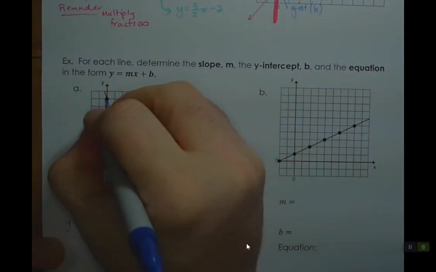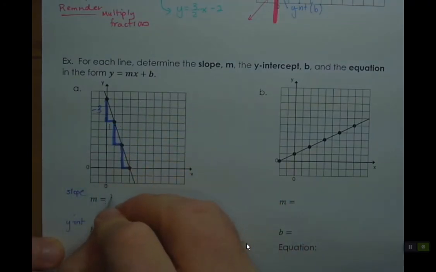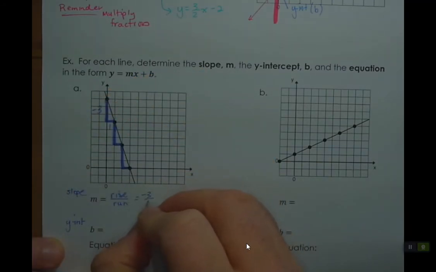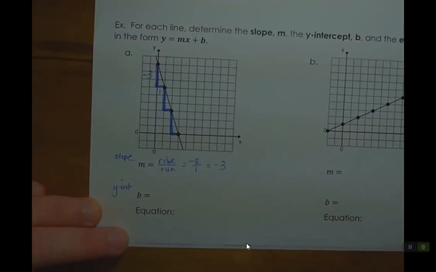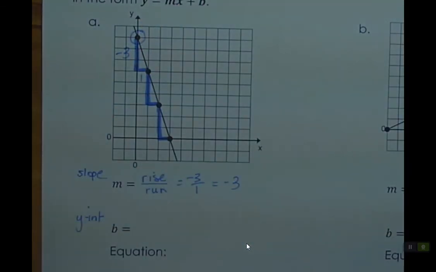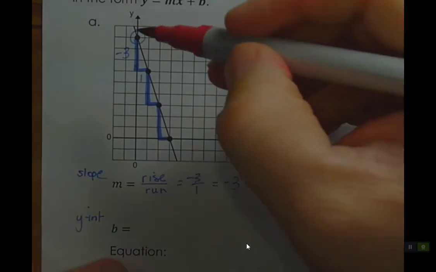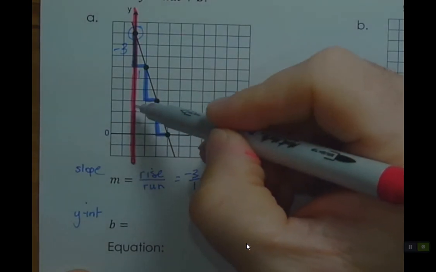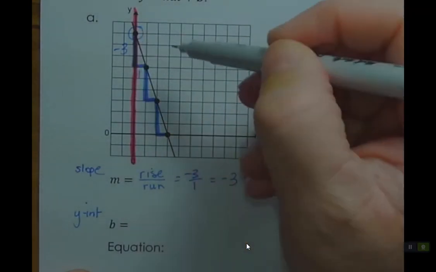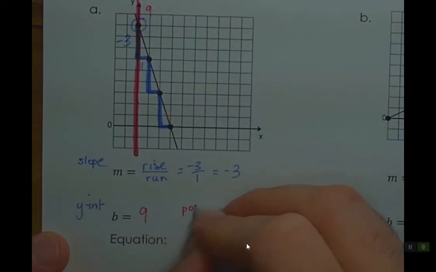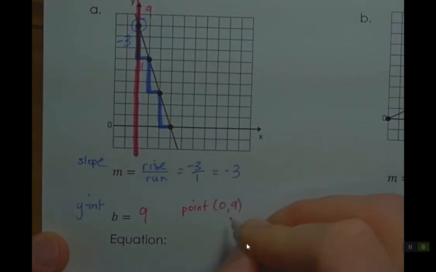All right, so here, my rise and run. Well, my rise is -3/1, and that's okay to leave it as -3. All right, my y-intercept. Okay. All right, and if it helps you to draw that line in, all you've got to do is count 1, 2, 3, 4, 5, 6, 7, 8, 9. All right, my b is 9 because I have a point at (0, 9).